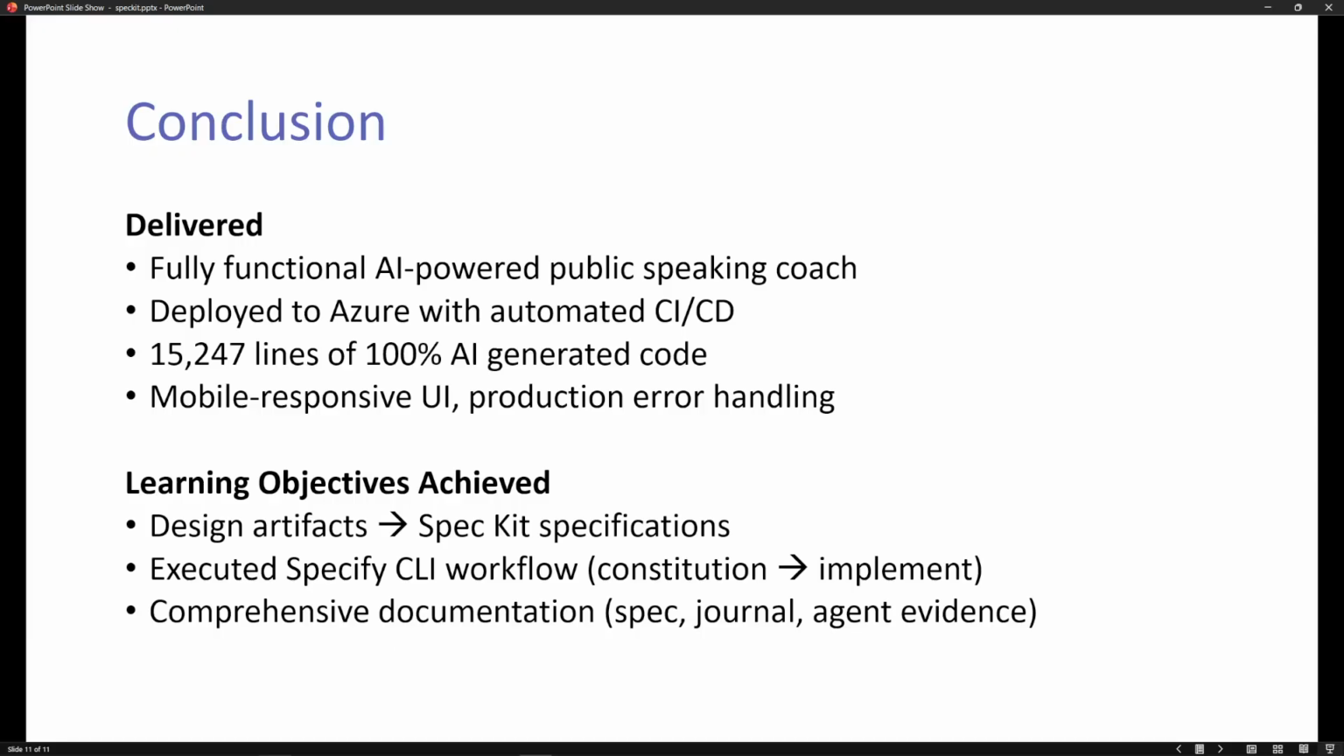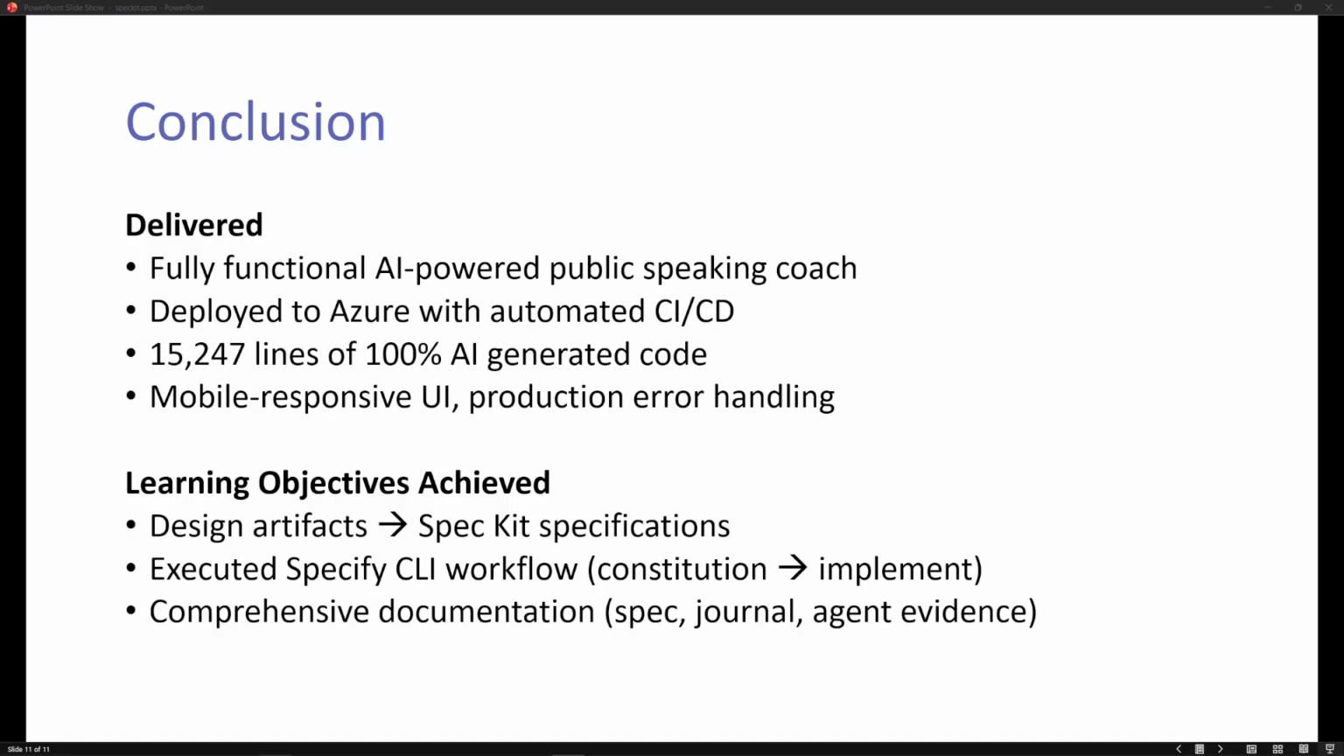So in conclusion, I delivered a functional AI-powered public speaking coach, with use cases 1 and 2 complete, deployed to Azure with automated CI/CD, with over 15,000 lines of AI-generated code. And the end-to-end processing took under 1 minute, well below the 5-minute target. All 4 learning objectives were achieved. I translated design artifacts into formal specifications, executed the full spec kit workflow from constitution through implementation, delivered a containerized app with 0 manual coding, and documented the entire process comprehensively.